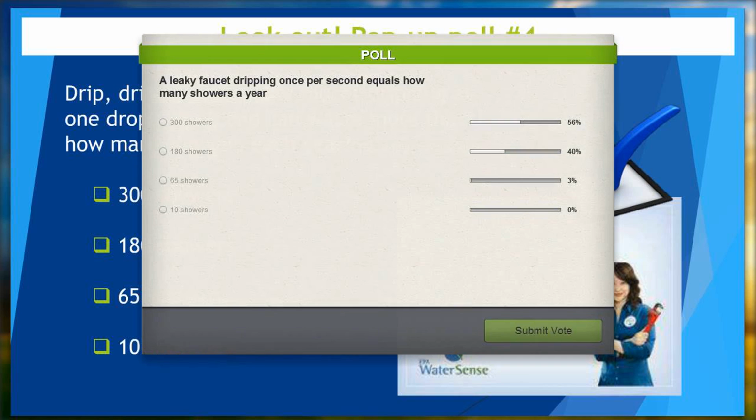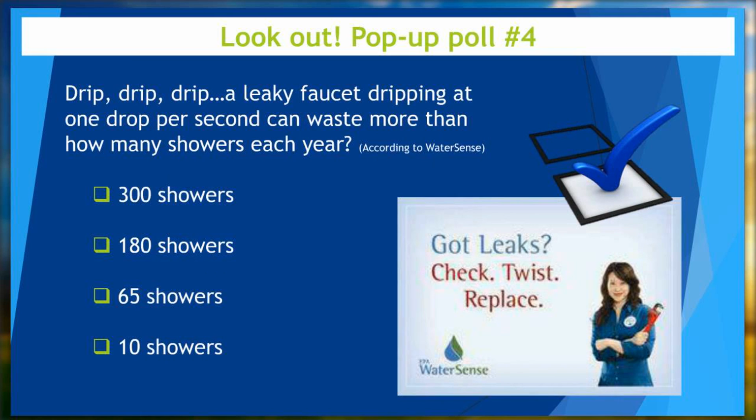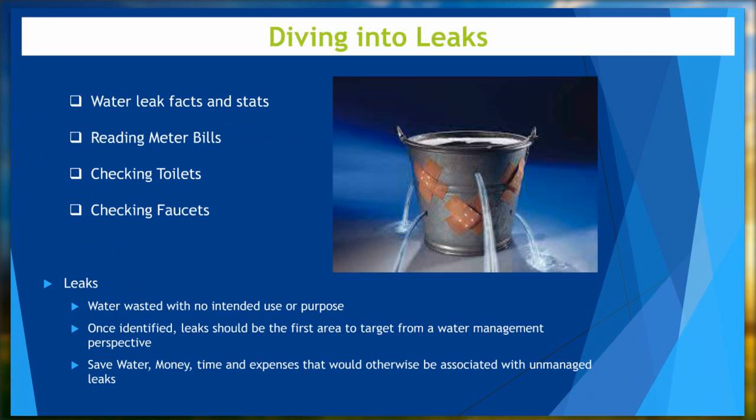The correct answer is actually 180 showers. So we can see that that really adds up with those leaks as they come through there. And so, great transition into the subject of leaks. There are ways that we can implement practices and policies to reduce our overall water consumption, but really leaks are a great way to start, especially when we look at the camp facilities and infrastructures, which are typically pretty old and dated. And so this is a great place to start.